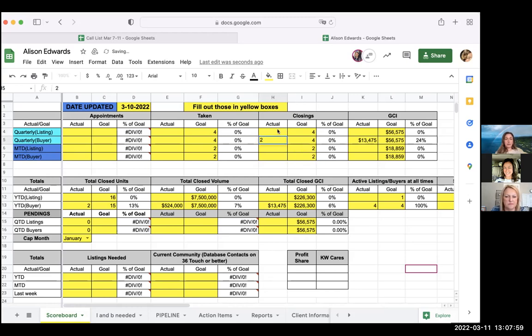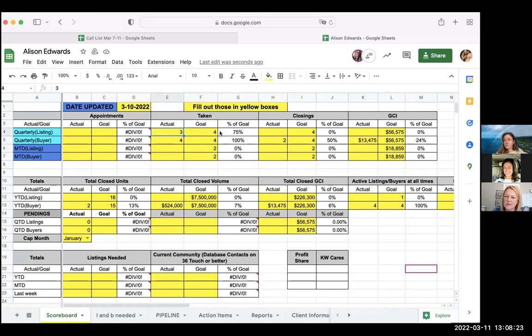You've had 2 so far for the quarter. Cool. And you're going to take 1 more, and then you've taken 4 so far, but that'll be 5. So look, see that? You already hit your quarterly goal for buyers, and you are almost there for your quarterly goal for listings taken.